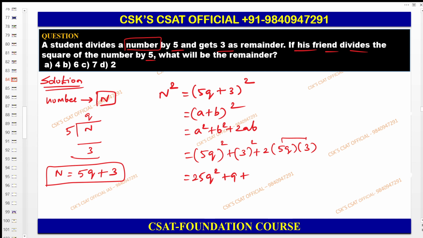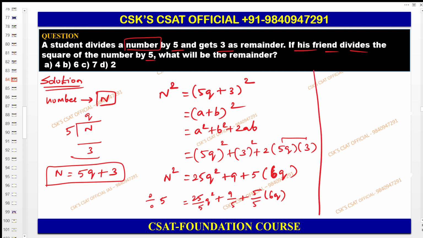Now listen very carefully. It is divisible by 5. So now what we are doing is keep in terms of your 5 multiple, simple. Now 5 into 6q, simple. Now listen very carefully. This is n square. Now divided by 5. Now I will tell you the concept here. 25 by 5 q square, 9 by 5 here, 5 by 5 into 6q.